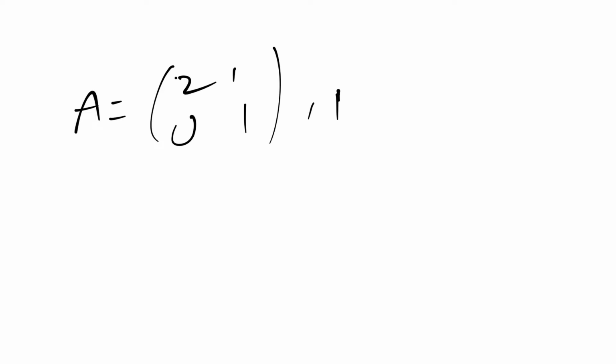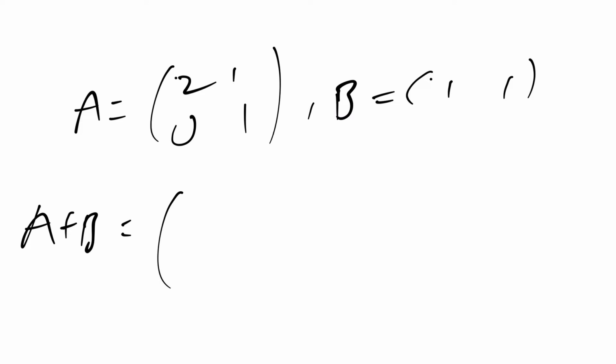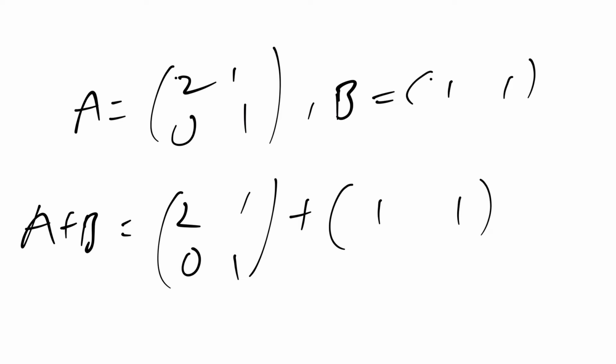Okay, maybe let me try to do this, maybe to bring some light. Let A be 2 1, 0 1, and we have B as 1 1. If someone says compute A plus B, you say 2 1, 0 1 plus 1 1. Remember, I said when doing the addition, you add elements with the same position in their respective matrices. We've got this 2 by 2 matrix, and you've got this 1 by 2 matrix.